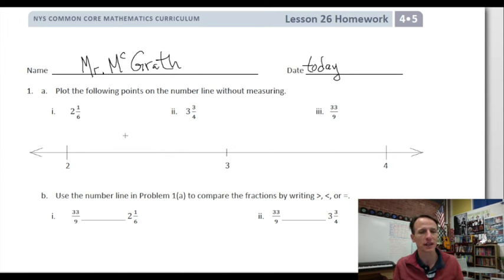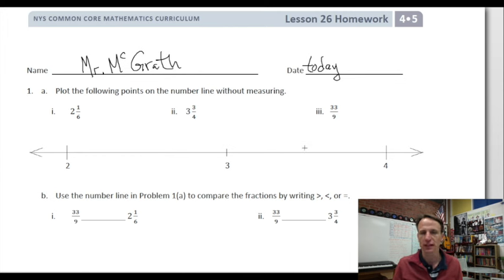Instructions for 1A say, plot the following points on the number line without measuring. Okay, so we're not busting out the ruler on this one. I'd like to start here with 3 3/4 because I find this one to be the easiest. So let's start with number 2 here. We see our number line goes from 2 to 3 to 4, and our number that we're plotting is 3 3/4. Well, I think you're already seeing where I'm going with this, right?